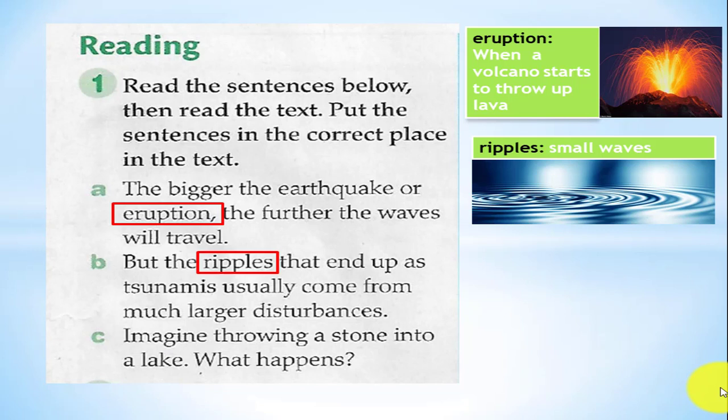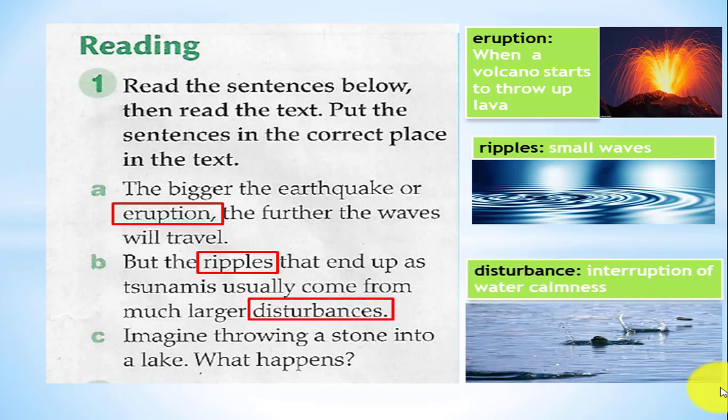The next word is disturbances. So what do you mean by disturbances? Disturbances means interruption of water calmness. Something will happen similar to the previous example when we throw a stone. So this stone interrupted the calmness of water. We say it disturbed the water. So disturbance means to interrupt the water calmness or make movement.